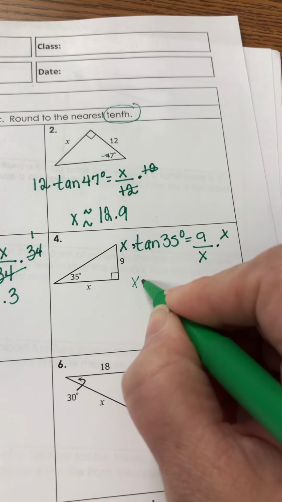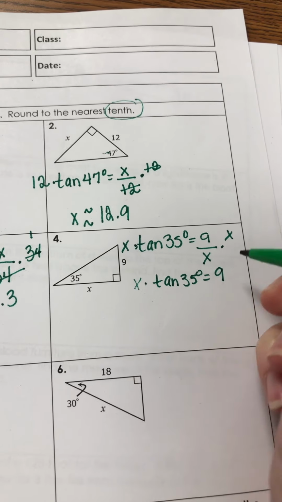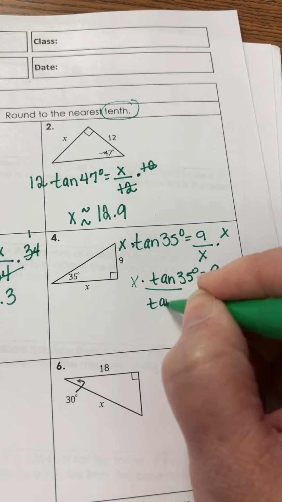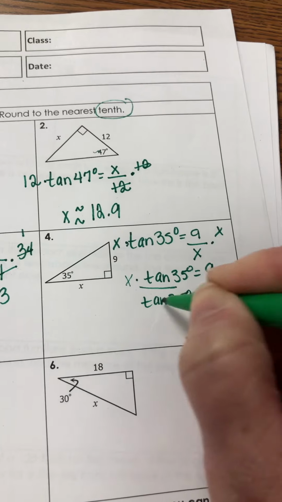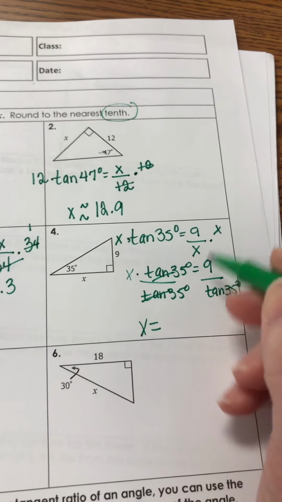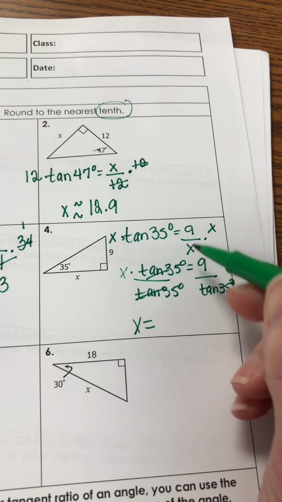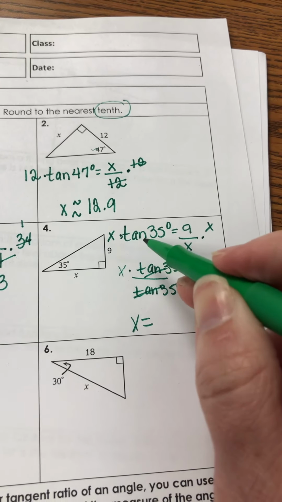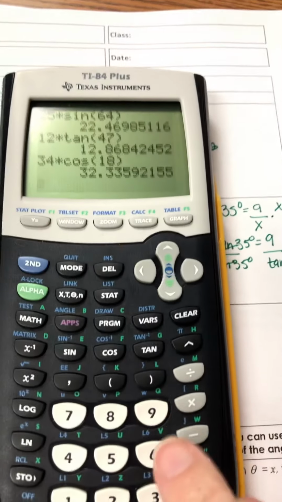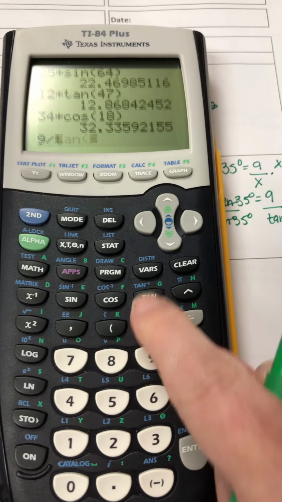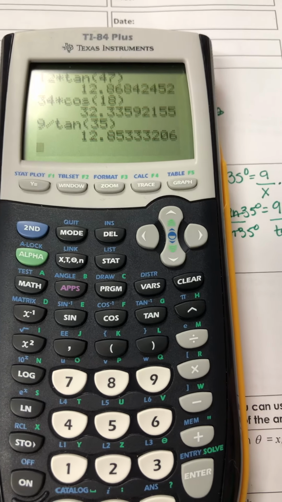So I'll have x times the tangent of 35 degrees is equal to 9. And then I'll just divide both sides by the tangent of 35 degrees. So, if you will just remember this setup, you can just take whatever is above the x and divide it by the tangent of 35 degrees, or whatever the case may be, and you're going to get your answer. Okay, so I have 9 divided by the tangent of 35 degrees. Okay, once again, let's go out 1 decimal place, and that'll give us 12.9.